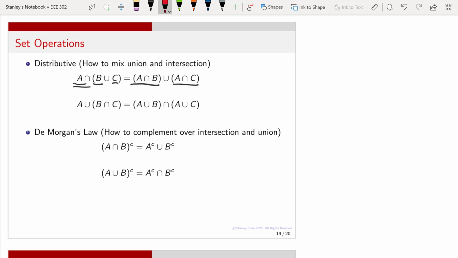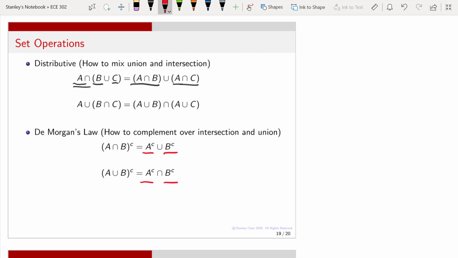The last one is called De Morgan's law. This result says that when you have A intersect B and you take the complement outside, that can be written as A complement union B complement. Now, if you have A union B and you take the complement outside, then you have A complement intersect B complement. So these are very straightforward set operations.